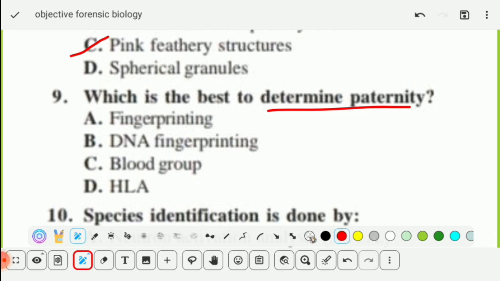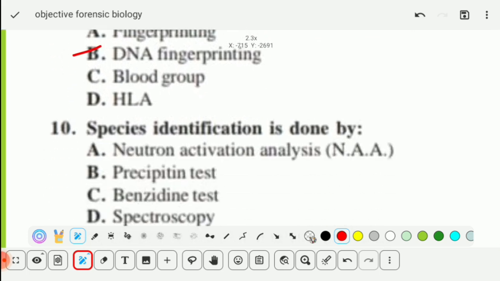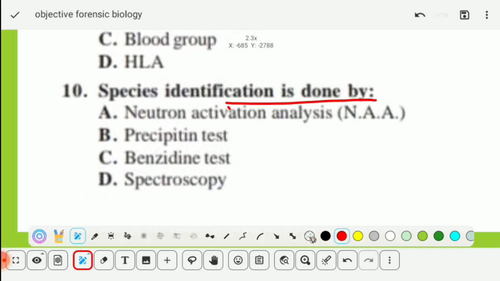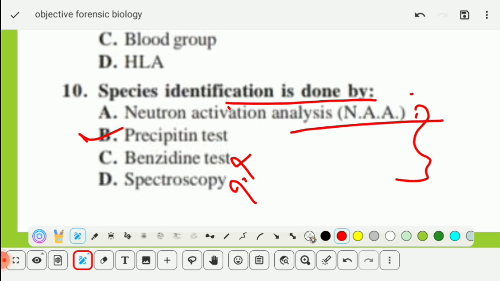Now moving forward to the ninth question. Again, some of the same kind of question that we have already discussed for paternity. It is DNA fingerprinting. Species identification is done using, in case you know, spectroscopy is not of much use, benzidine is a presumptive test of blood. You can't expect that the benzidine test would help you identify whether the sample belongs to Homo sapiens or any other species. So the answer would be precipitin test. Na is useless in this case as well.